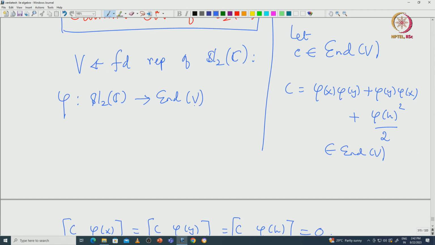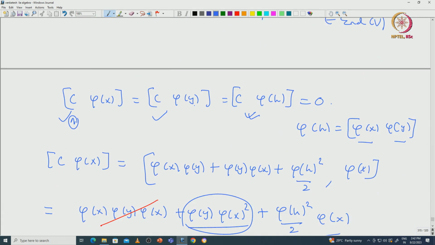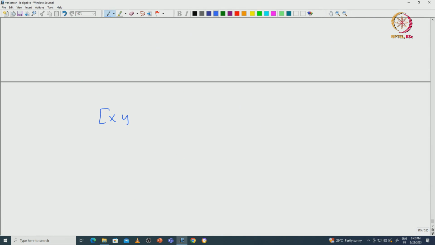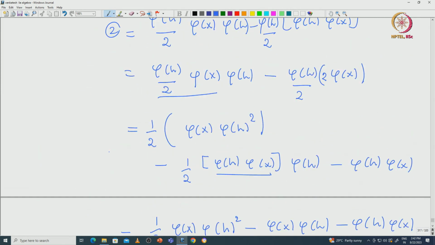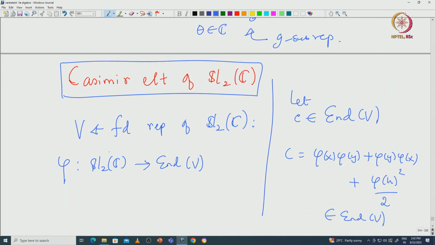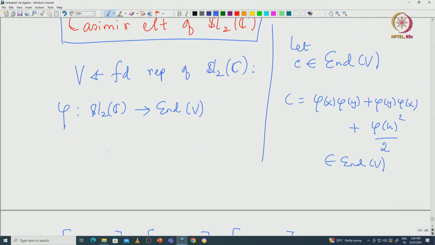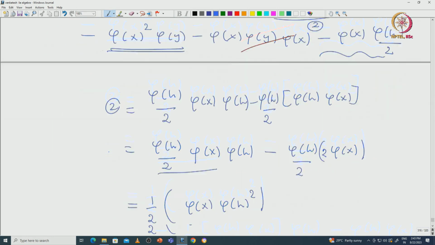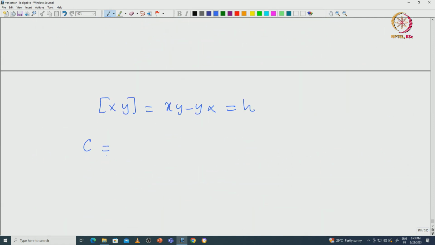So, if you have this bracket x y, what is the thing that we have? If you take bracket x y, that is x y minus y x. So, that is nothing but h. Then C is nothing but what? Let me drop this phi, because phi kind of gives me a headache. So, then it is nothing but x y plus y x plus h square by 2.